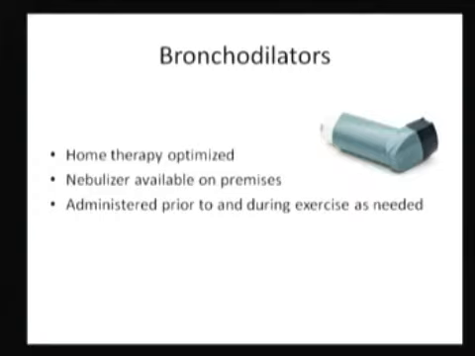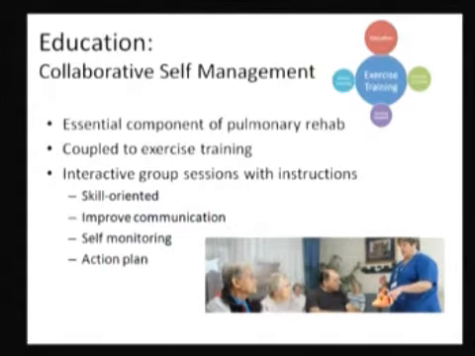Bronchodilators are also very important. As we said, it's an add-on effect to the bronchodilators, so it's very important to optimize home therapy before the patients are enrolled, and it's very important to have a bronchodilator available on premises to give if the patient develops wheezing or even prior to initiation of exercise. It's also very important to have a crash card in the rehab program in case problems arise. So it's very important to have oxygen, a nebulizer, and the ability to perform ACLS if the patient is in trouble.